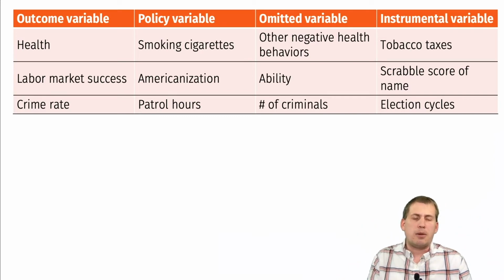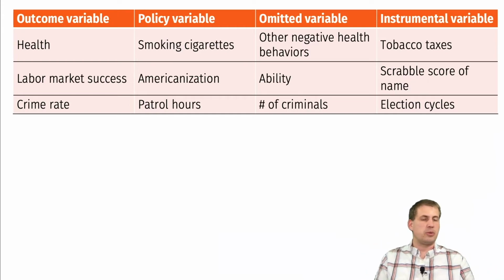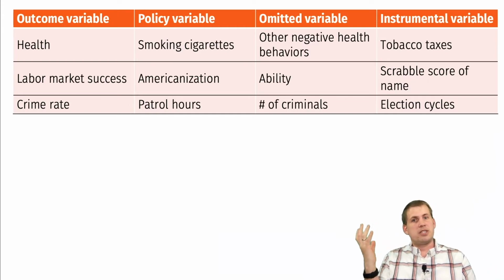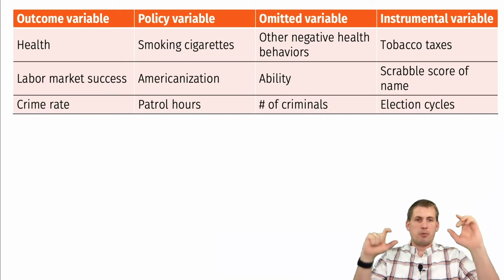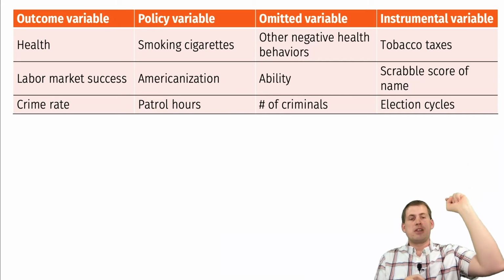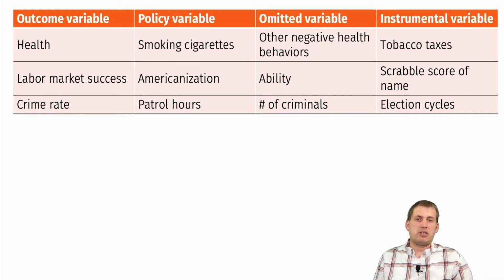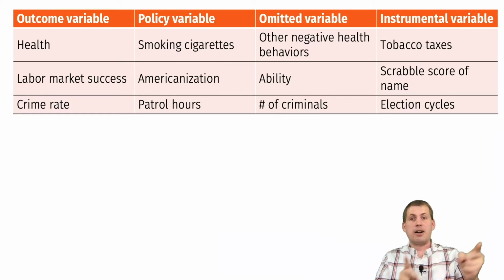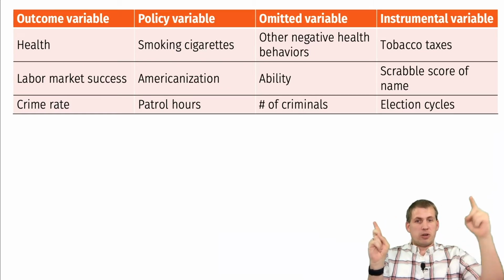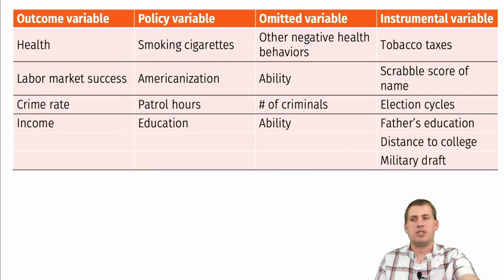And so what researchers have done is they've looked at election cycles, and they found that when there are mayoral elections and gubernatorial elections, patrol hours tend to increase because politicians want to be seen as cracking down on crime. And so researchers use these election cycles to explain the crime rate. And it's because it goes through increased patrol hours. And so that's the exclusion story here, is that election cycles cause the crime rate, but it's only because it goes through patrol hours. And if you believe that story, then it's a good instrument.